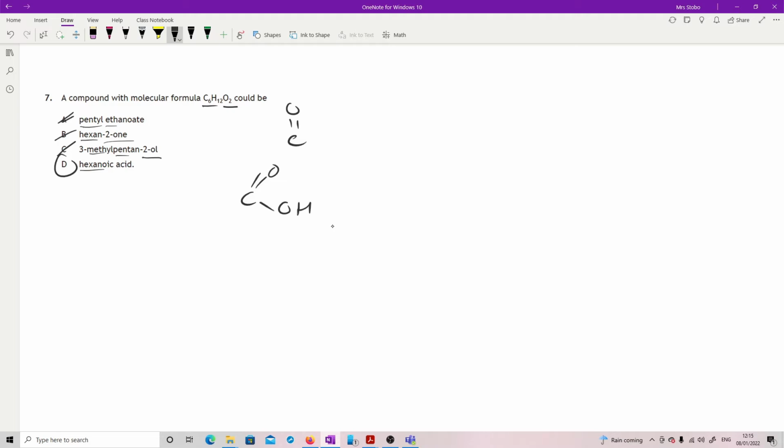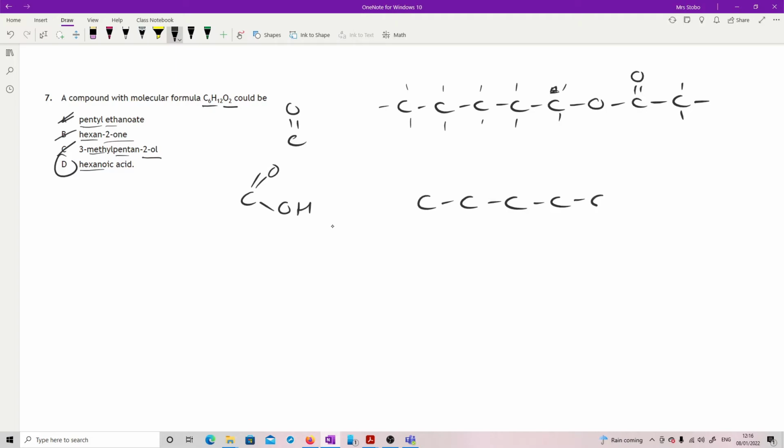So I could draw pentyl ethanoate, 1, 2, 3, 4, 5. Oh no, sorry, ethanoate, so put that way. But as I say, we know straight off that's a problem because I have the wrong number of carbons. Hexan-2-one, 1, 2, 3, 4, 5, 6.